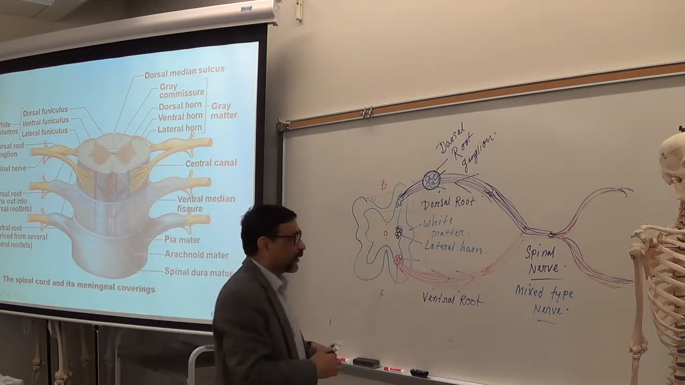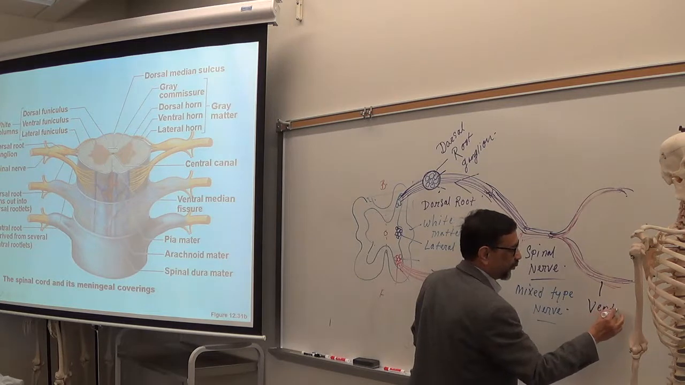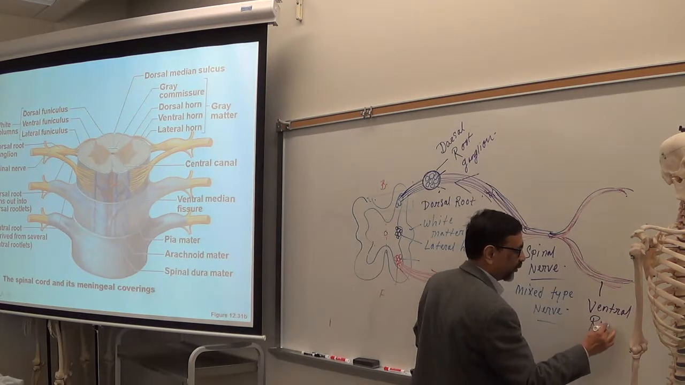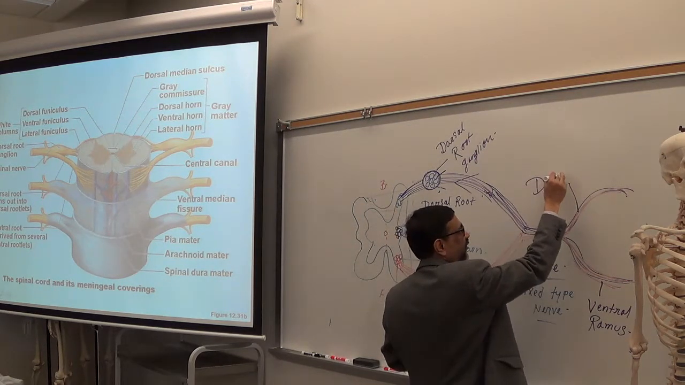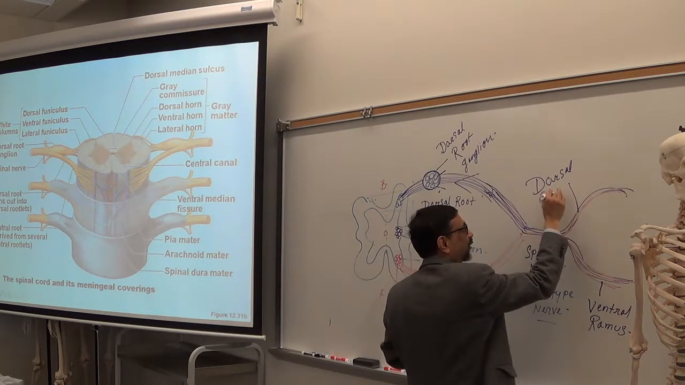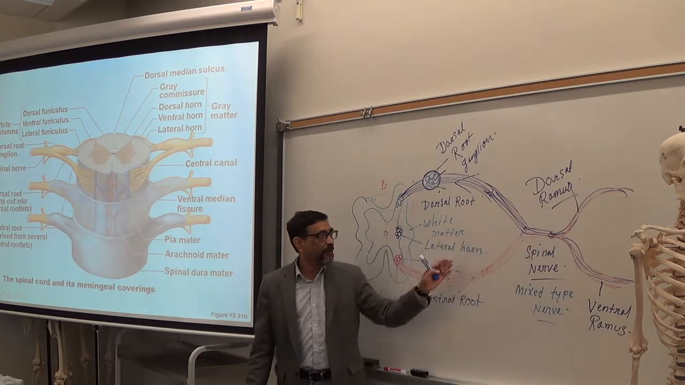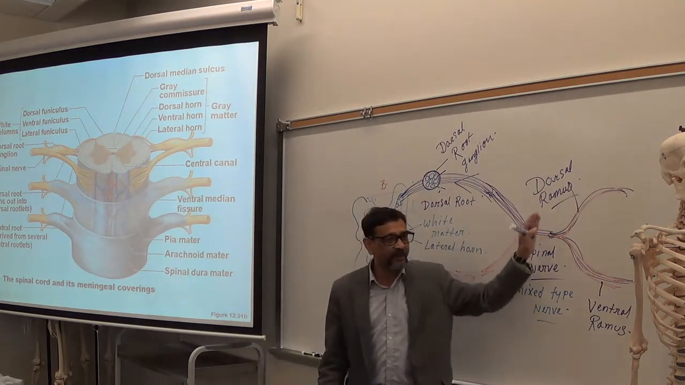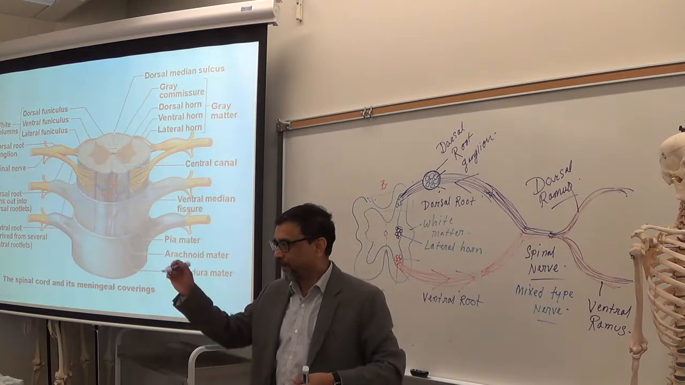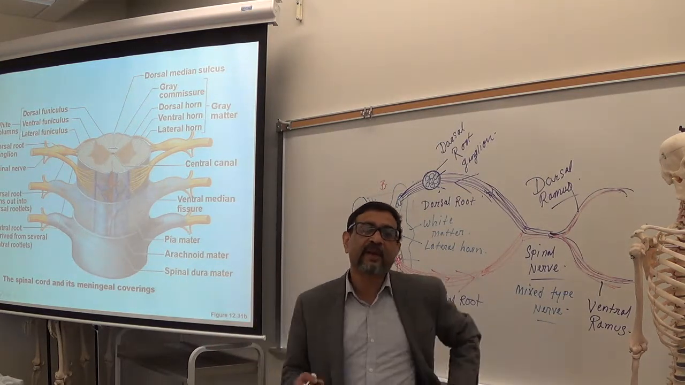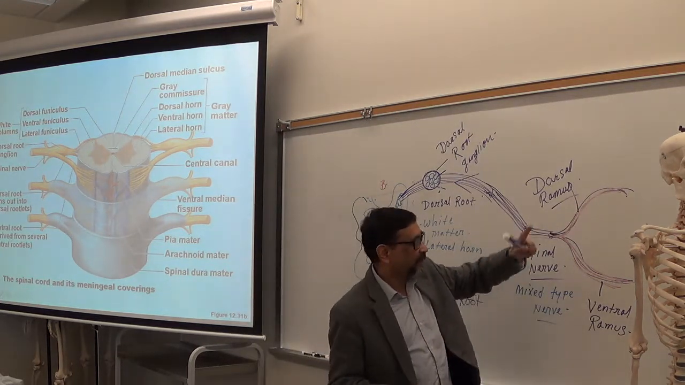Make sense? And these are called what? Ramus. Ventral ramus. Again, ventral, dorsal, same, okay? Dorsal ramus. So before the spinal nerve, you have what? Roots, right? And after the spinal nerve, you have what? Ramus. Rami is plural, R-A-M-I, and singular is ramus. The difference is, in case of ramus, you have both types of fibers.